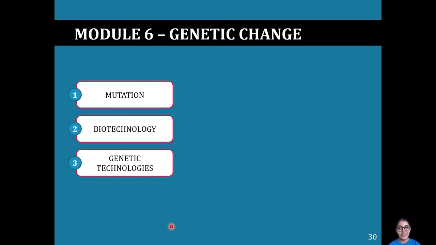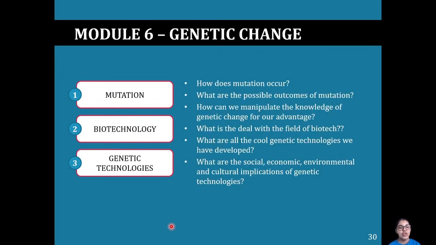So we're looking at 3 specific dot points. We're looking at mutations, we're looking at biotech, and we're going to look at genetic technologies. So we are going to focus on these specific questions. We're going to look at how mutation occurs. We are looking at what are the possible outcomes of a mutation. How can we actually manipulate the knowledge of genetic change for our advantage?